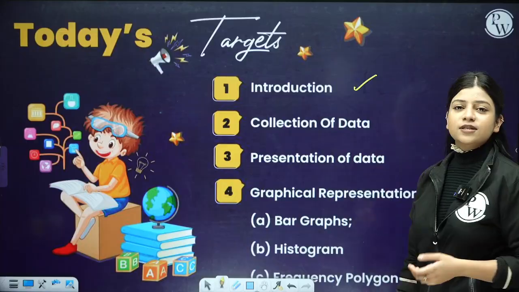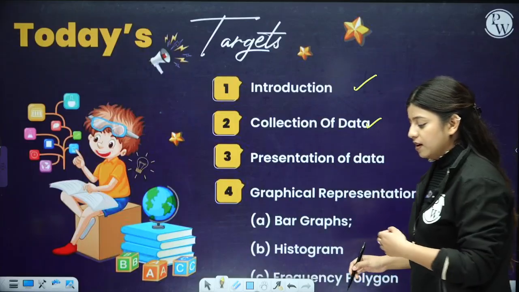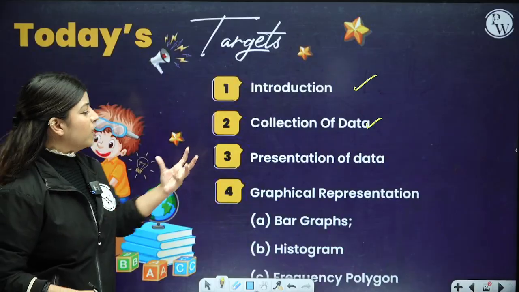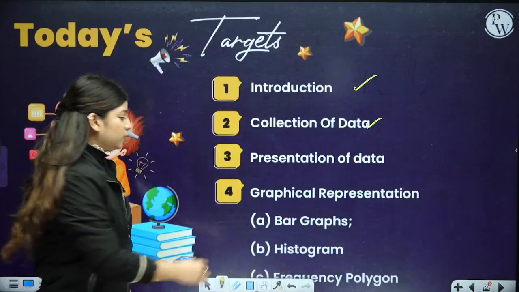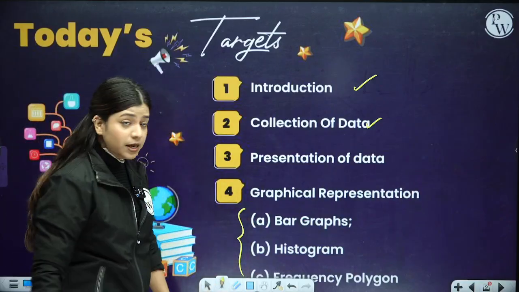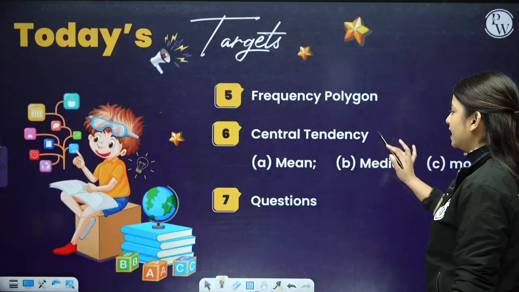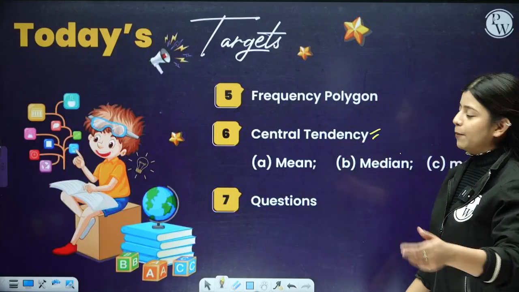So we are going to start with the introduction, of course, collection of data, that what is statistics and what importance does it hold in day-to-day life, that is something that we are going to do. Presentation of data, bar graph, histogram and frequency polygon. So these are the three things that are there in your syllabus. But apart from these three things, we also have central tendency, that is mean, median and mode. So we will be having a quick recap of that as well.